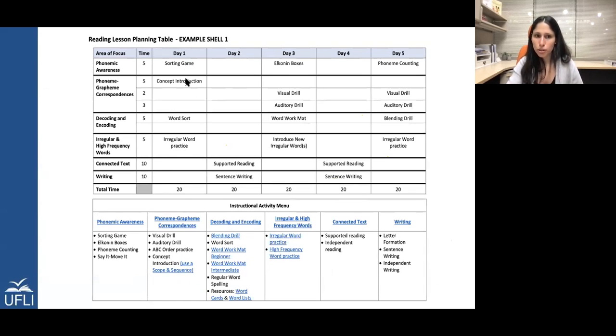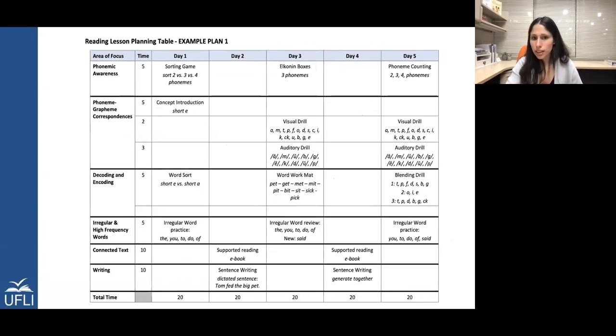Again, these are small groups that the teacher can see for 20 minutes, but again, your time frame with students may be completely different. And then there's a more detailed example that breaks down what you're doing for that activity, so what graphemes you're including in the visual drill and the auditory drill. Again, just examples to see this type of idea for small group lesson planning.